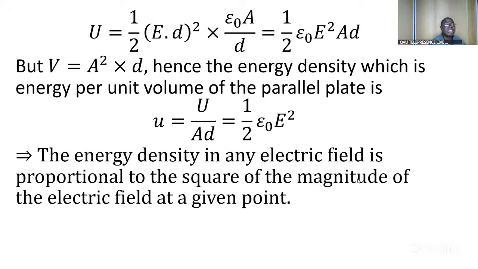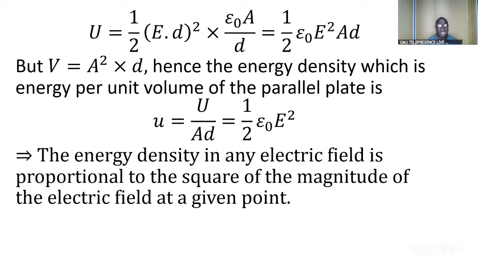Cancel it. It is A. A times D is what gives you volume. And hence the energy density, which is the energy per unit volume. Since this AD is equal to V, the volume, you can now divide by V. So divide by V, and you will have U over V is equal to half epsilon E squared. And from there, that is what you have here.